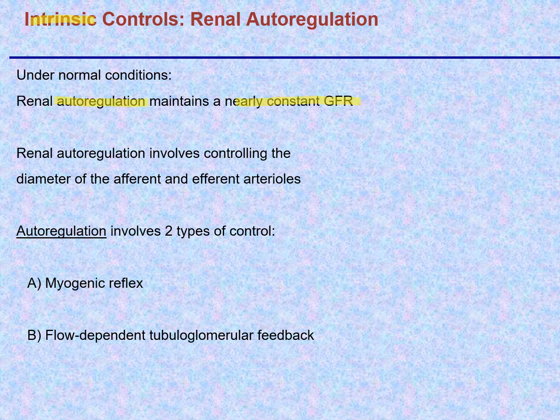Autoregulation involves controlling essentially the diameter of the afferent and the efferent arterioles that go into and come out of each of the glomeruli in the two kidneys. You have two types of control that are autoregulatory. One is the myogenic reflex, and the other is called the flow-dependent tubuloglomerular feedback mechanism. A mouthful, but we'll go through each one. These are the two mechanisms involved in autoregulatory control of GFR.